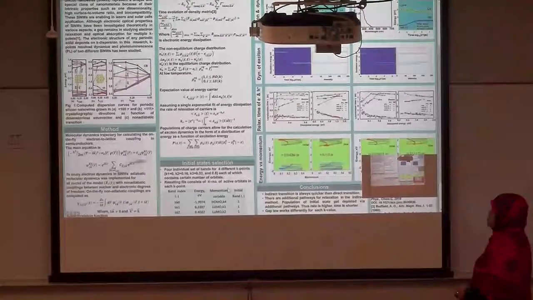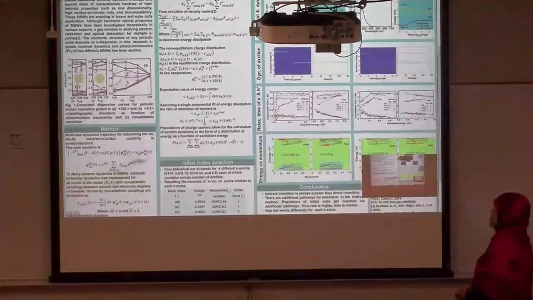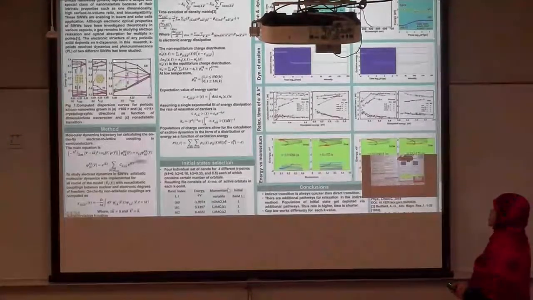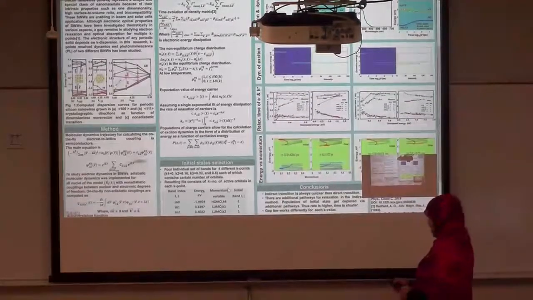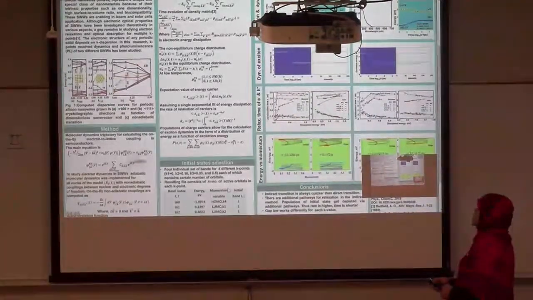For one pathway, the electron can come back to the band edge through the same K point, and for the other, electrons can come back through different K points. If the electron comes back through the same K point, we call it momentum restricted. If the electron travels through different K points, we call it momentum unrestricted. There are many pathways here. I just showed a couple of them.